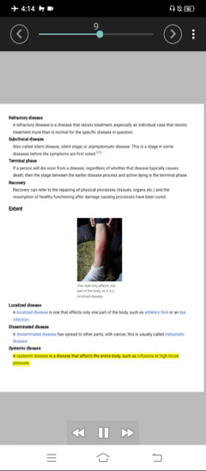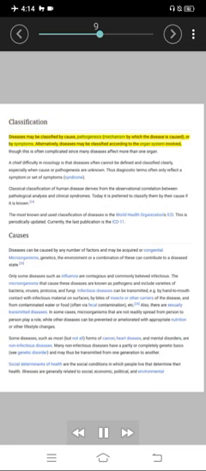Classification. Diseases may be classified by cause, pathogenesis, mechanism by which the disease is caused, or by symptoms. Alternatively, diseases may be classified according to the organ system involved, though this is often complicated since many diseases affect more than one organ. A chief difficulty in nosology is that diseases often cannot be defined and classified clearly, especially when cause or pathogenesis are unknown. Thus diagnostic terms often only reflect a symptom or set of symptoms.